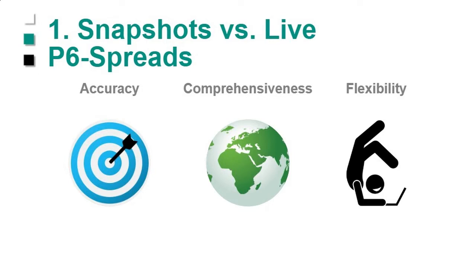So the key thing here is snapshotting versus live P6 data and spreads. Spreads are the time-based data. So anything related to resources and expenses in those daily, weekly buckets, monthly buckets, that's a spread.